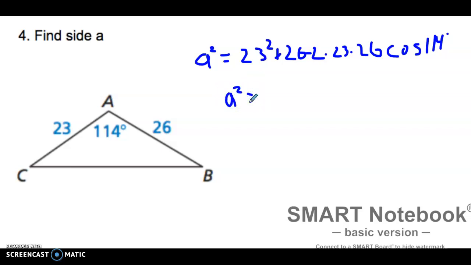That is so awesome to have graphing calculators that you can just do that all in one step. 23 squared plus 26, well, that was supposed to be squared. 26 squared minus 2 times 23 times 26 times the cosine of 114. You get 1691.5. Now we just need to take the square root of that to find the answer. So I take the square root of that answer and I get 41.1. That is what side A is.